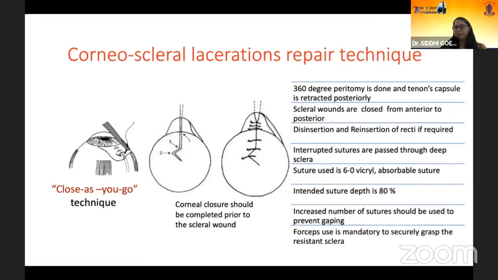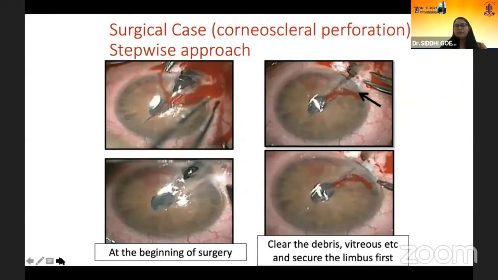Interrupted sutures are passed through the deep sclera at a depth of 80%. We use 6-0 absorbable suture. And forceps use is mandatory, as opposed to the cornea, to securely grasp the resistant sclera in case of a scleral perforation. So now this is just a graphical image representation of a surgical case of corneoscleral perforation.